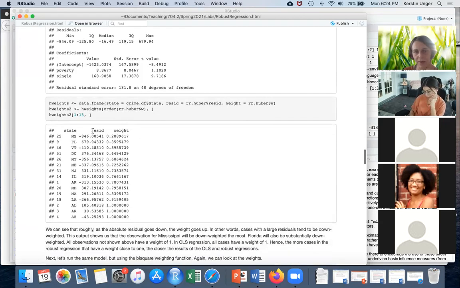We can order them by weight, and then we see that those states that have relatively large residuals also have smaller weights. The ones that have larger residuals have smaller weights. We see Missouri here has a really large residual and has only a 0.28 weight, whereas Alabama and Arkansas, which have much smaller residuals, have a weight of about 1. That's what I said earlier: cases that have smaller residuals will be assigned a larger weight than cases that have larger residuals.